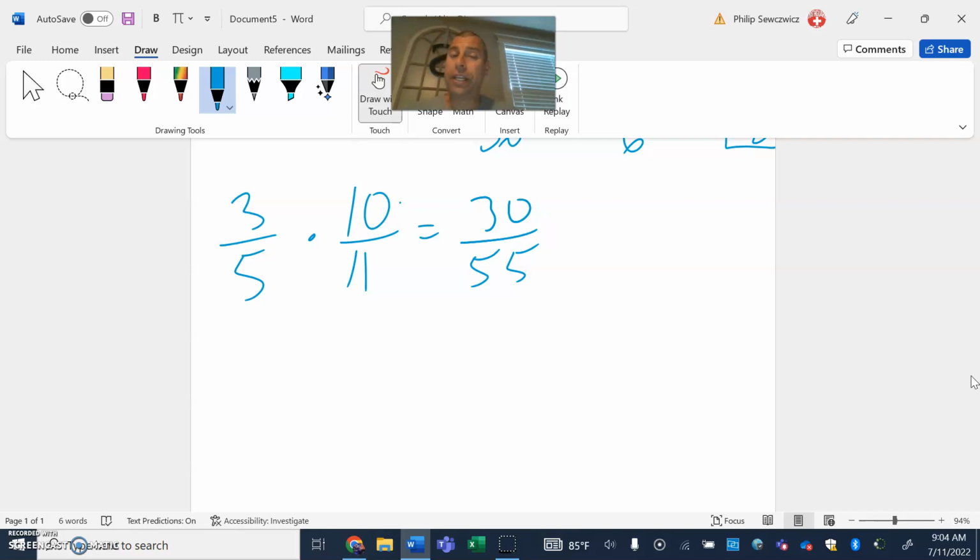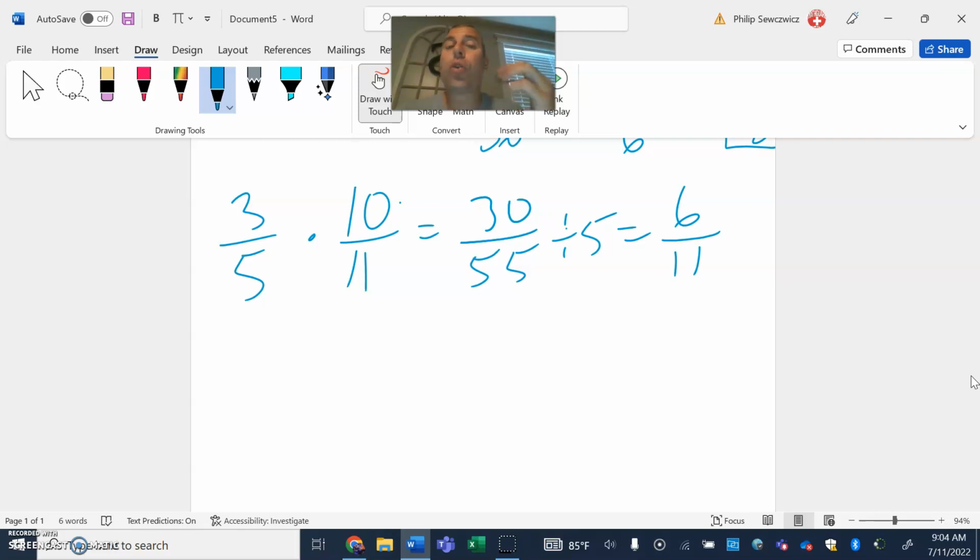Now, the issue here is our numbers get large if we just multiply straight across. And it's okay. These numbers end in 0 and 5, so we can divide them both by 5. 30 divided by 5, 6. 55 divided by 5, 11. Hey, 6/11. I got there.